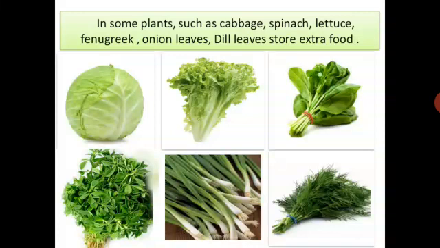In some plants such as cabbage, spinach, lettuce, fenugreek, onion leaves and dill leaves, the leaves store extra food of the plant. These are examples of leaves that store extra food of the plant.